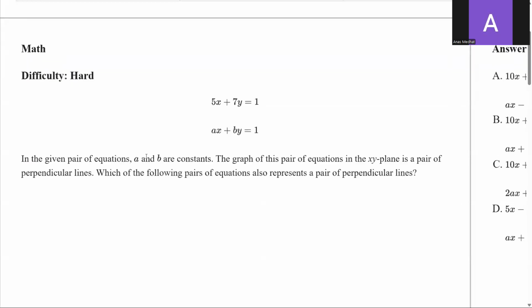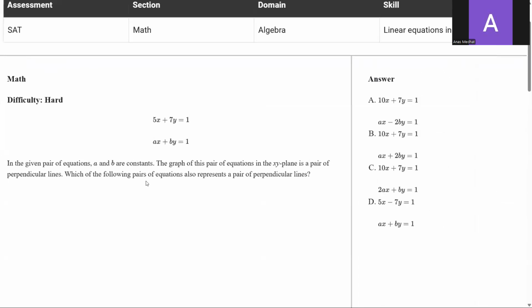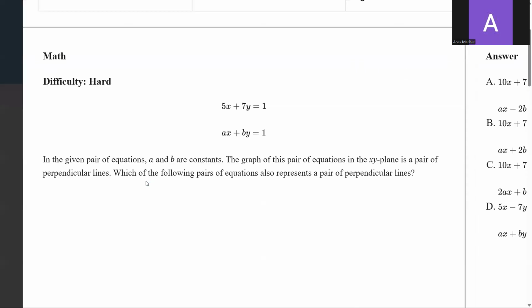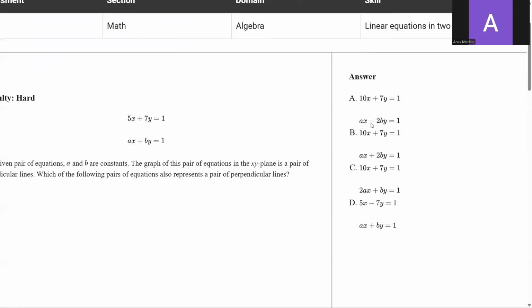In the given pair of equations, A and B are constants. Okay, the graph of this pair of equations in the xy plane is a pair of perpendicular lines. Okay, they are perpendicular. Which of the following pairs of equations also represents a pair of perpendicular lines? So those two equations are perpendicular to each other, and it is asking which pairs of equations also represent a pair of perpendicular lines.